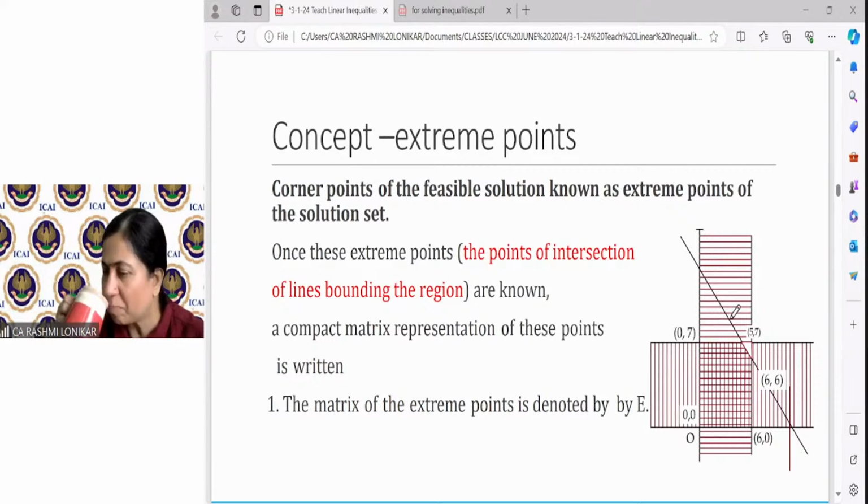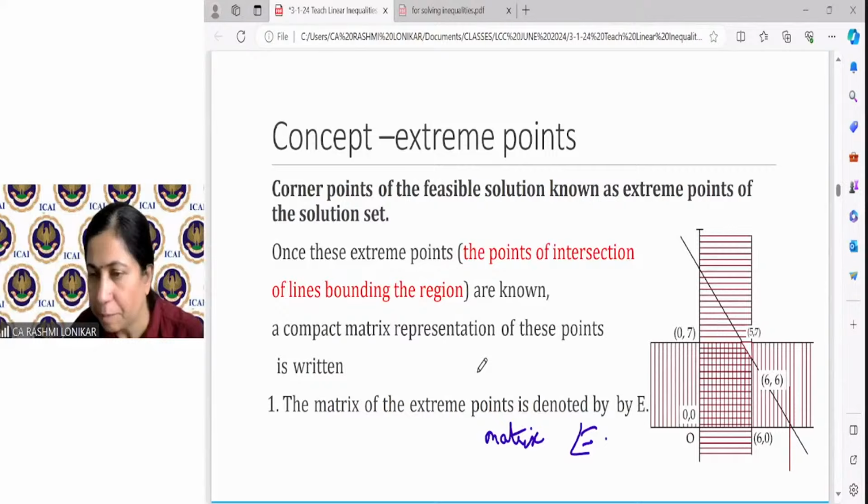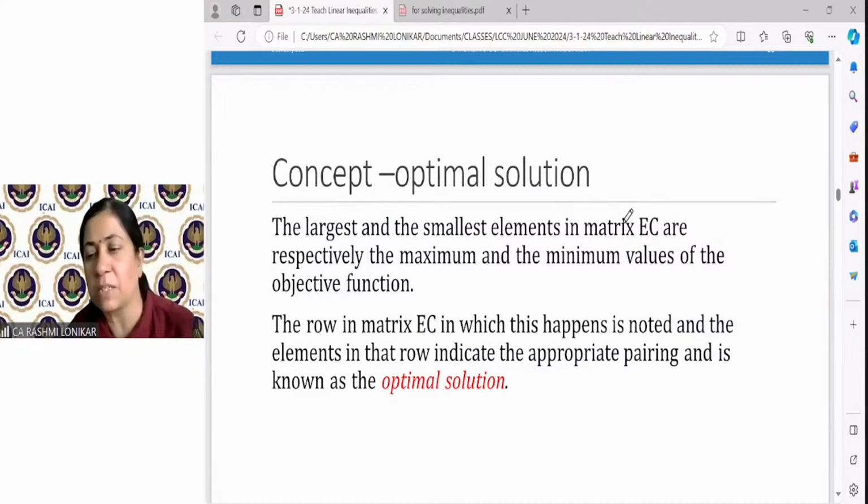These points are denoted by E, matrix E. What is the concept of optimal solution? The largest and the smallest elements in the matrix E into C are respectively the maxima and the minima values of the objective function.